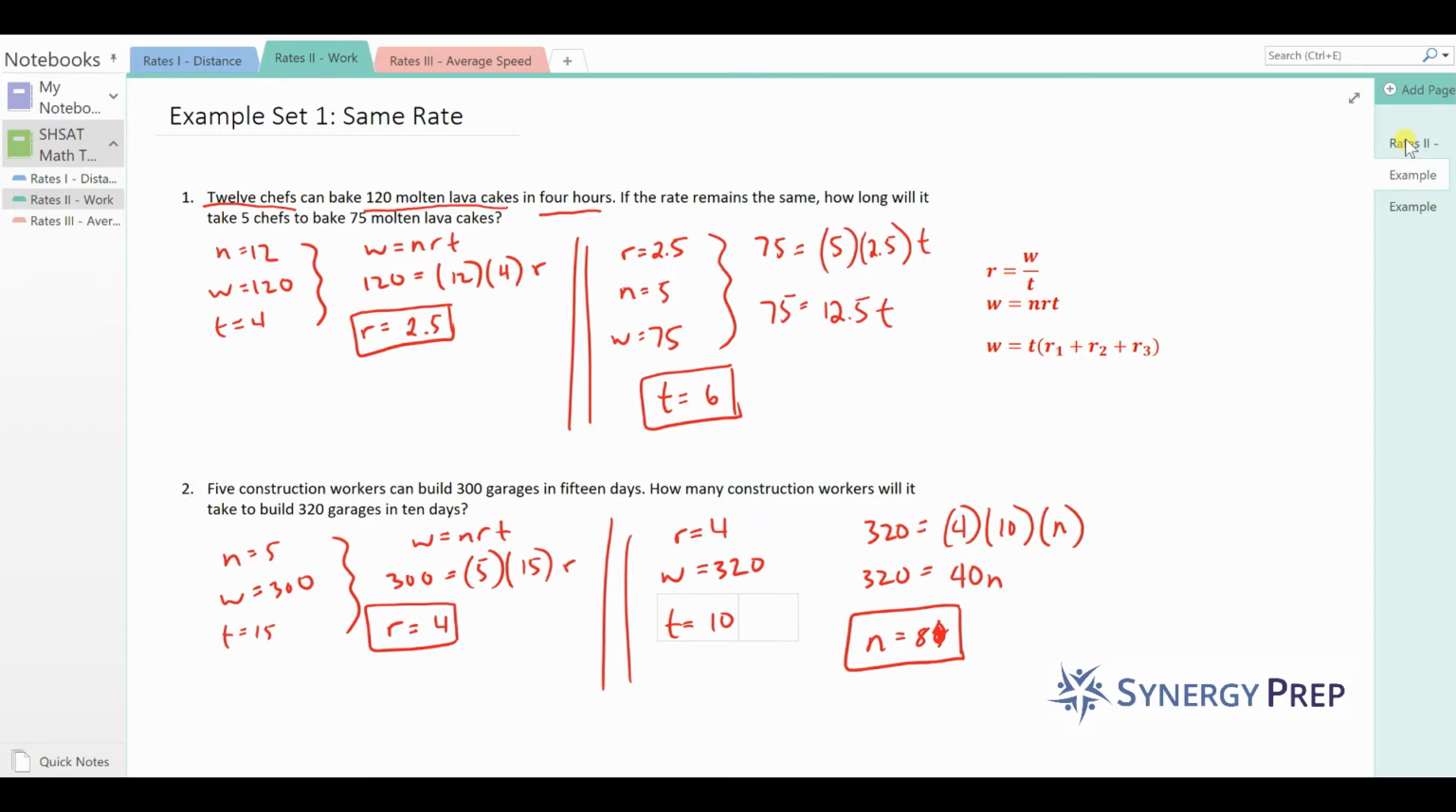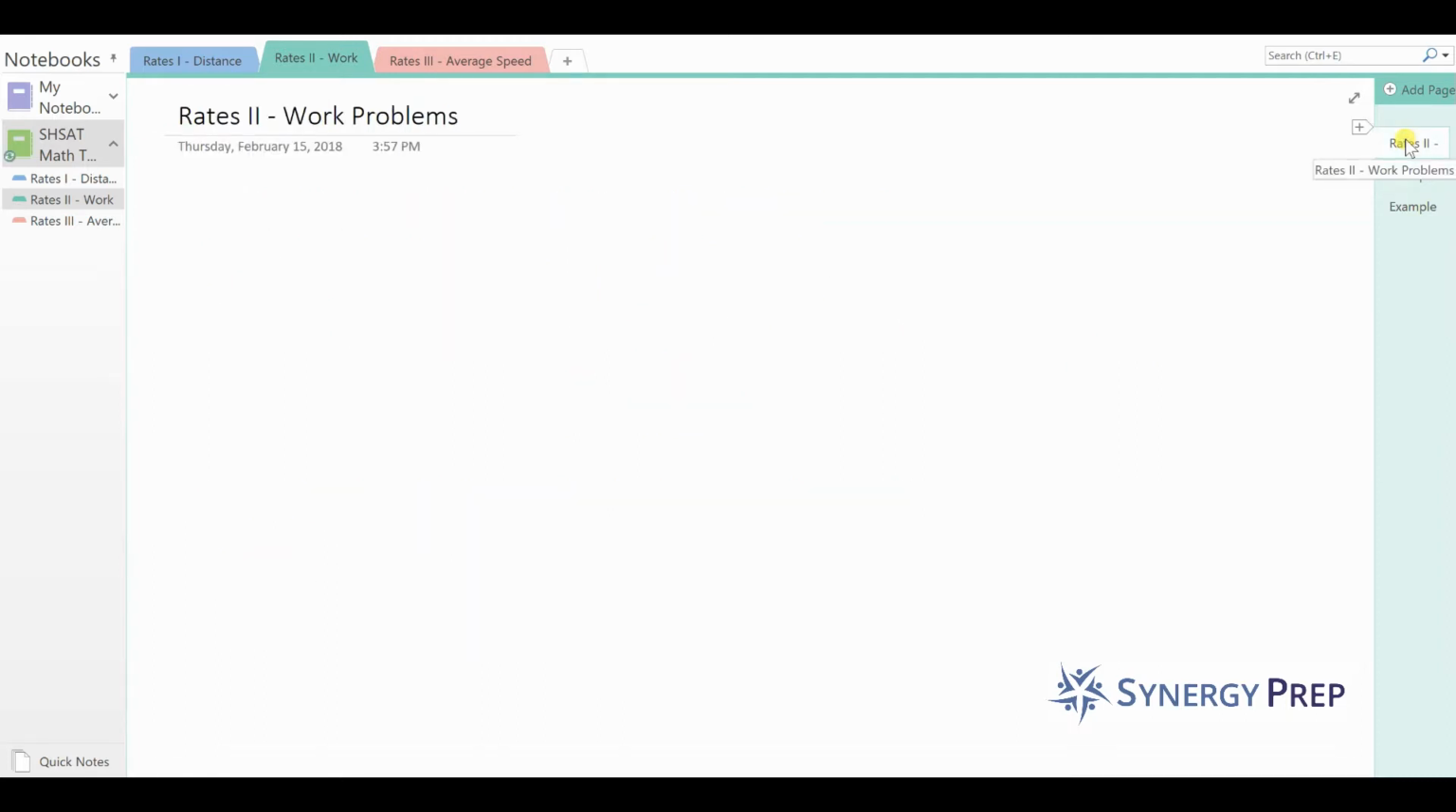So the final topic for work problems is individual rates. We just went over people with the same rate. You'll obviously have people with different rates as well. Say Susie takes 5 hours to bake a cake and Johnny takes 3 hours to bake a cake. That's pretty much different rates. So the equation for that is basically W is equal to time, since everyone has the same time, times rate 1 plus rate 2 plus rate 3, etc.